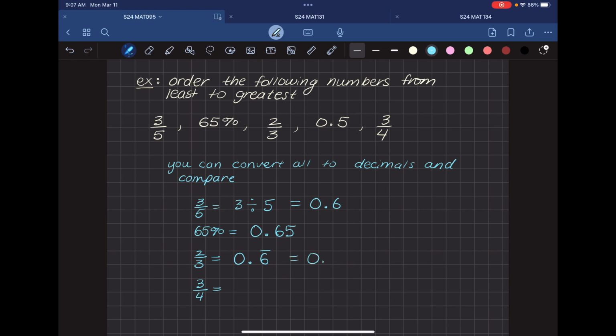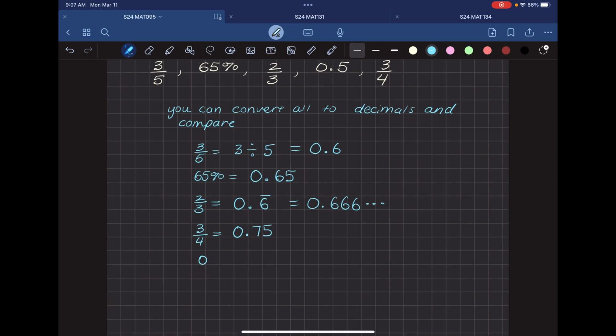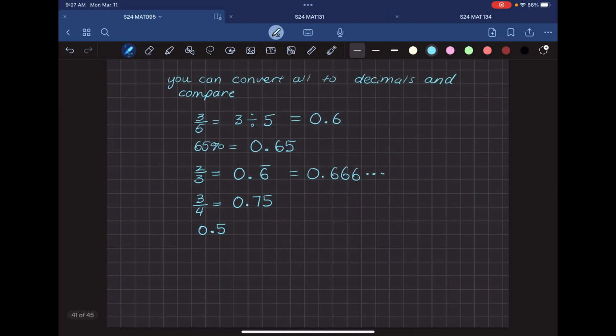Remember, this means 0.6, 6, 6, and it keeps going. And then 3/4 is 0.75. So now we can compare these decimals, and of course we have the 0.5, but that was already as a decimal. We can compare these decimals and order them least to greatest. So the smallest one is 0.5, and then comes 0.6, and then 0.65, and then 0.6 repeating, and then 0.75.